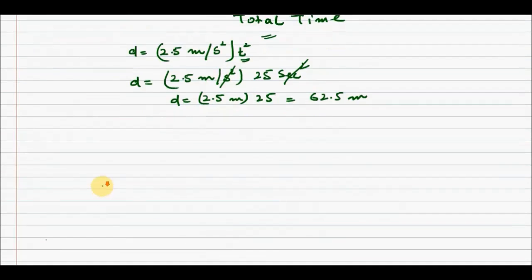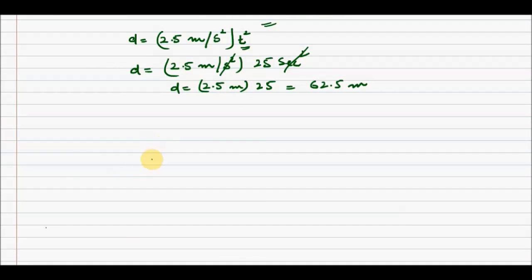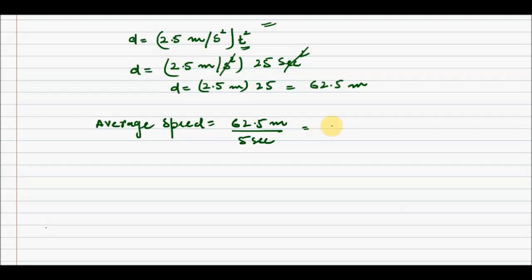Now let's try and calculate the average speed. So the average speed comes out to be simply 62.5 meters by 5 seconds, and that comes out to be 12.5 meters per second, right? So this is our average speed with which a person is traveling, right? Now this gives us the rough estimation of how fast he is moving.